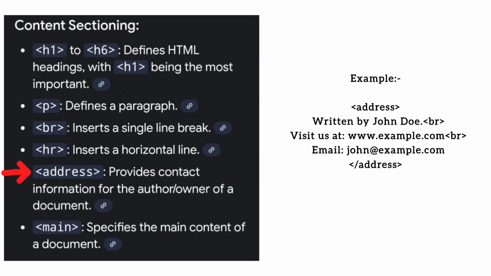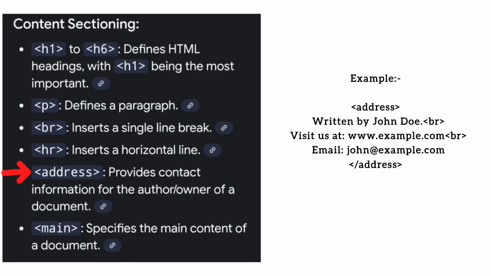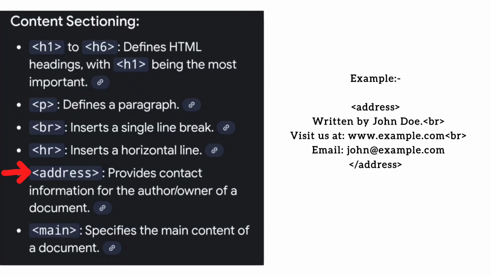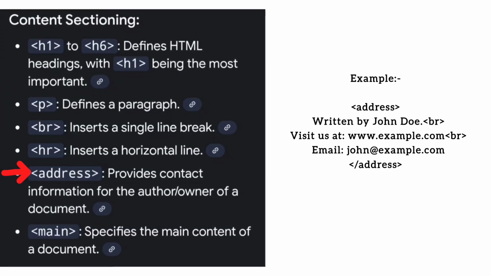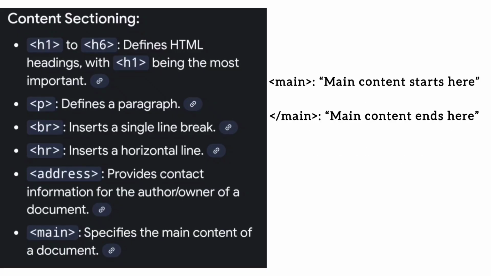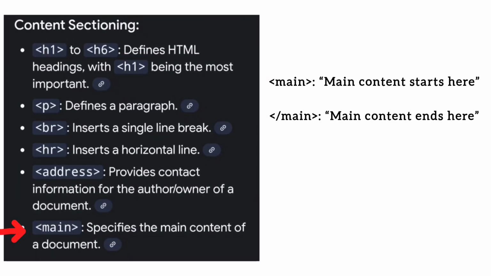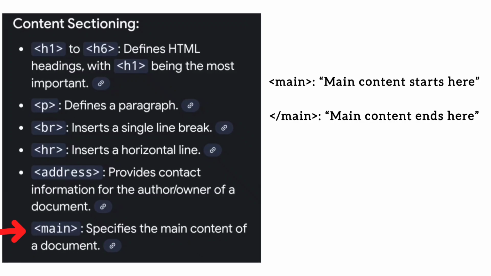Address tag. It defines the contact information and it is useful for indicating the author, company, or contact details. Main tag defines the main content area of a web page. It specifies the main content of the document.